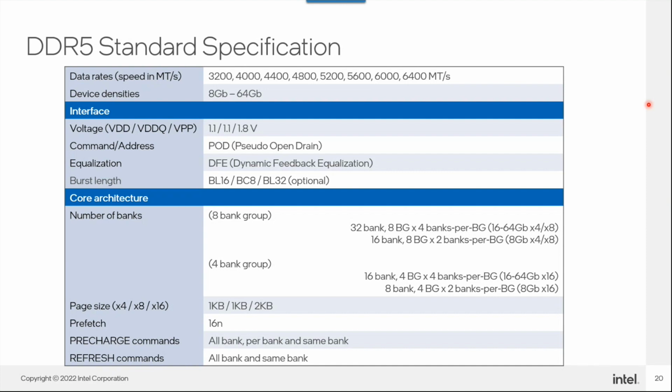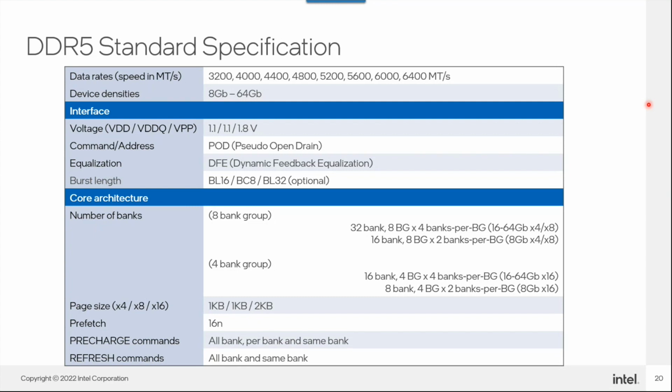And for a 16 through 64 gigabyte interface, with a by 4 and by 8 DQ pin, it'll double the size, so you'll need a 32 bank with 8 bank groups and 4 banks per bank group. And you can see this in the core architecture with the number of banks.